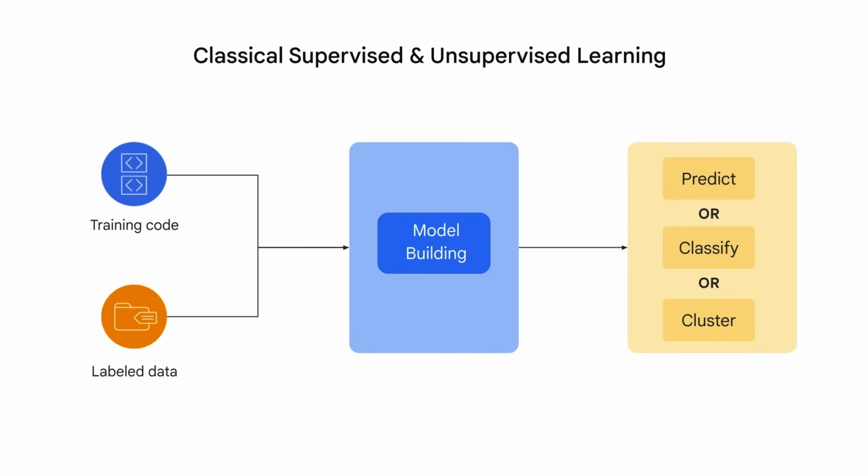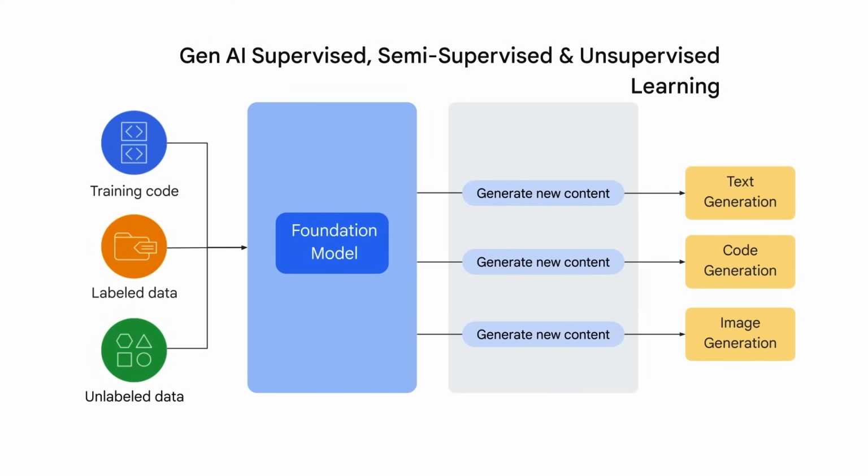We use this example to show you how much more robust the Gen AI process is. The Gen AI process can take training code, labeled data, and unlabeled data of all data types and build a foundation model. The foundation model can then generate new content. For example, text, code, images, audio, video, etc.